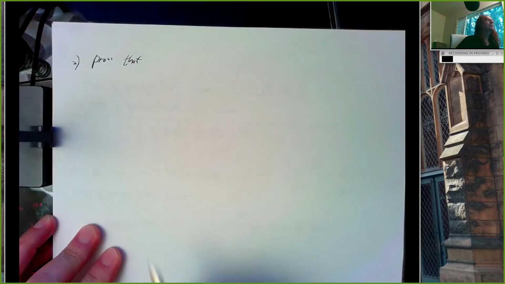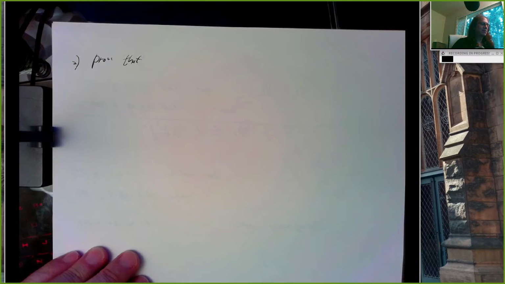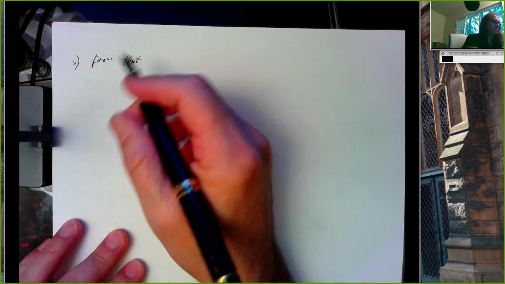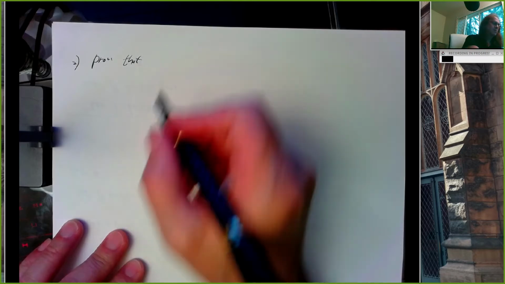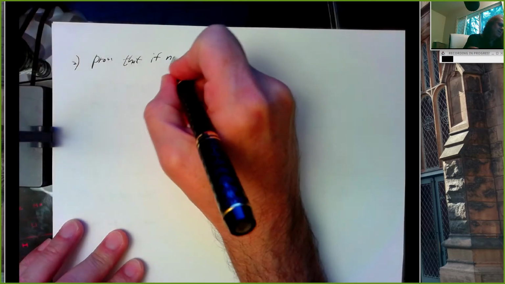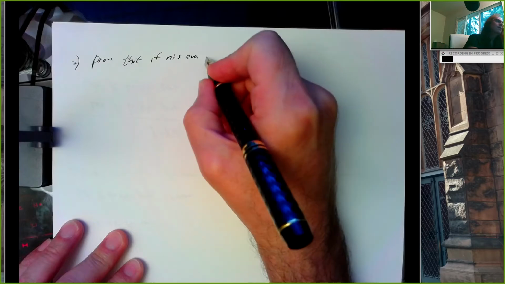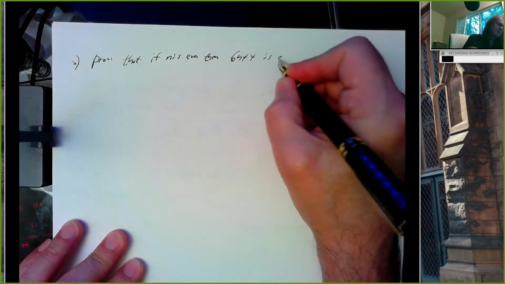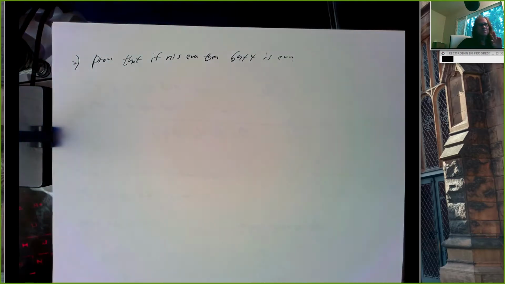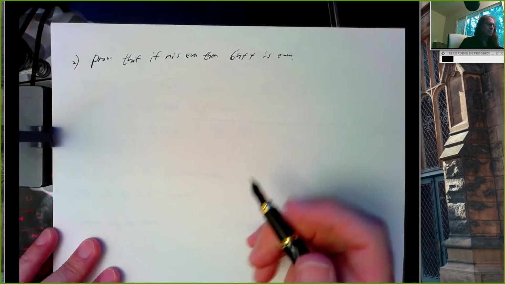All right, so let's look at number 2, and maybe 3 and 4 and 5. I think we've already talked about them, but let's do a full version of number 2. Prove that if n is even, then 6n plus 4 is even. And remember, the definition of even is that your number can be written as twice an integer. Okay, that's what we start with.